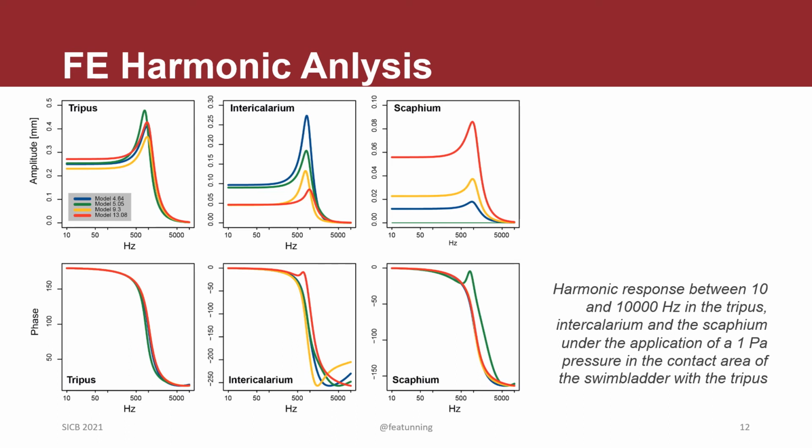We can see also that the tripus vibrations are nearly in phase in all of the models, but intercalarium vibrations of model 1308 are out of phase, whereas the scaphium vibrations of model 505 are out of phase compared to the rest. Using the highest fidelity model 464 as a reference, we conclude that the overall behavior of model 930 in both modal analysis and harmonic analysis is closest to model 464 out of the 3 remaining models.